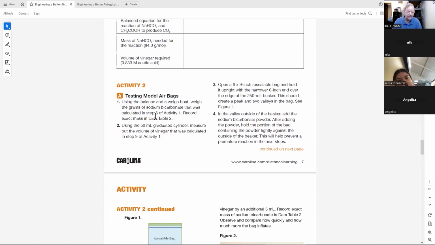You'll weigh out the sodium bicarbonate needed here. That's where volume is 1.2 liters. In the graduated cylinder, you'll measure out the volume of acetic acid. Again, go to my help sheet.